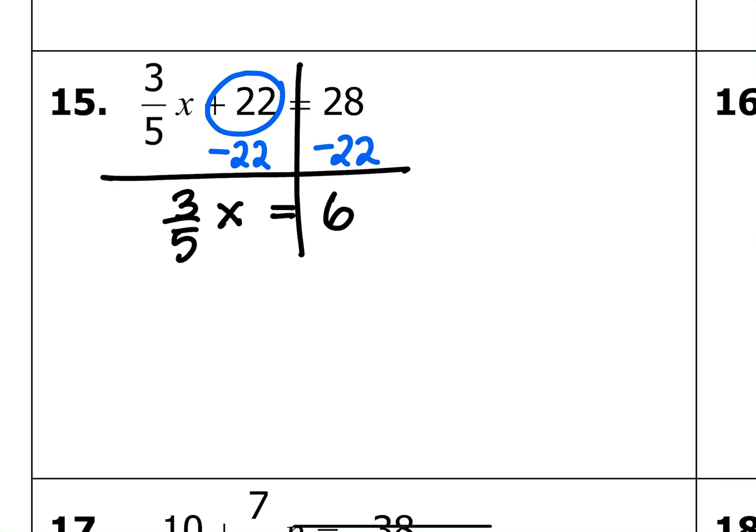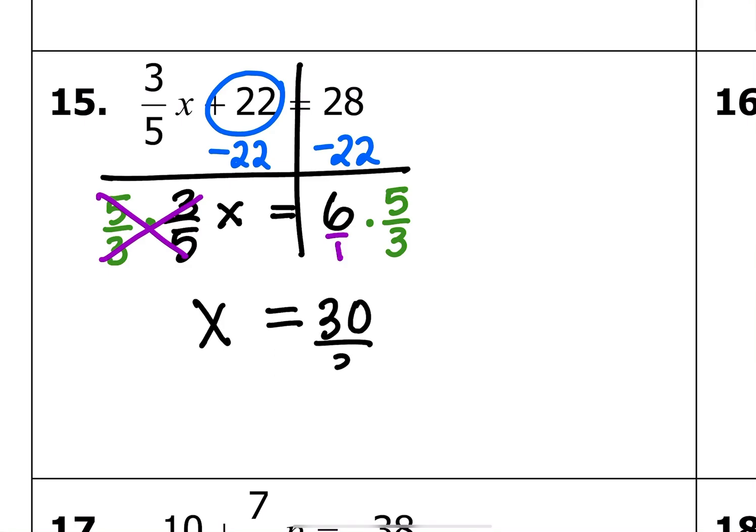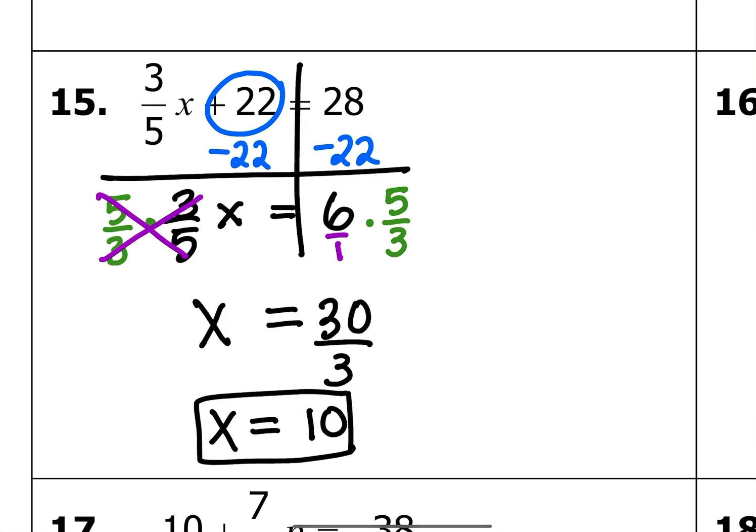To eliminate a fraction that's the coefficient, we multiply by the reciprocal. Right? So don't forget there's a little 1 under the 6. These are going to cross cancel. So we get x equals 30/3, which becomes x equals 10. Now again, on a side note, you don't have to write the 30/3. You could cross cancel in this section right here. 6/3 becomes 2/1, and we could get the 10 that way.